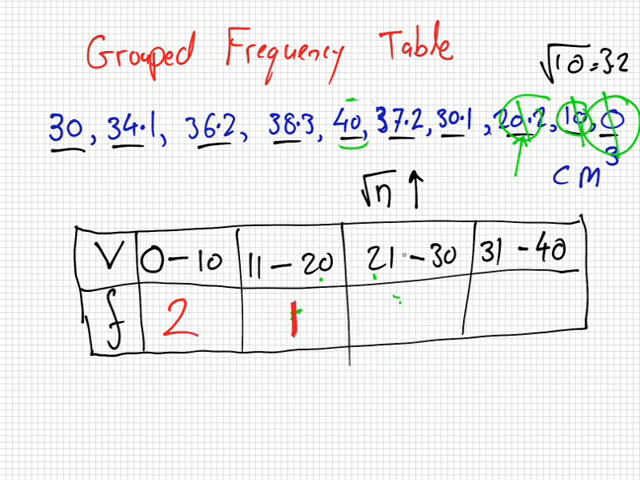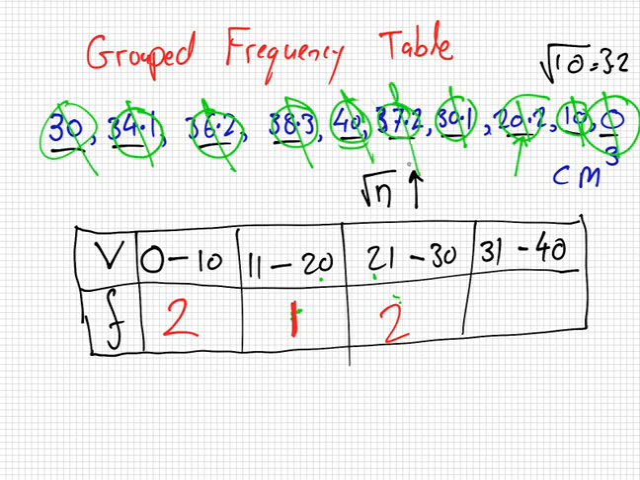Okay, now 21 to 30. So that's 1. No. Yes. True. And finally 31 to 40. 1, 2, 3, 4, 5.